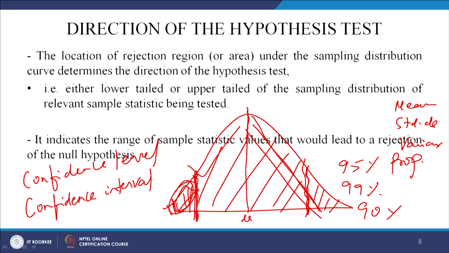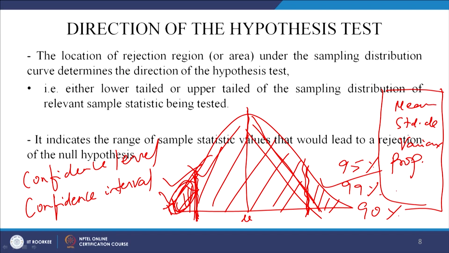So, what it is saying is it determines the direction of the hypothesis test, that is either lower tailed, this part, or upper tailed, this part, the left hand being the lower and the right hand being the upper, of the sampling distribution of the relevant sample statistic being tested. It indicates the range of sample statistic values that would lead to a rejection of the null hypothesis. Now, the values of the parameters that you are using will decide whether we would accept or reject the null hypothesis. As I have already said, you are not testing the alternate hypothesis, you are always testing the null hypothesis.